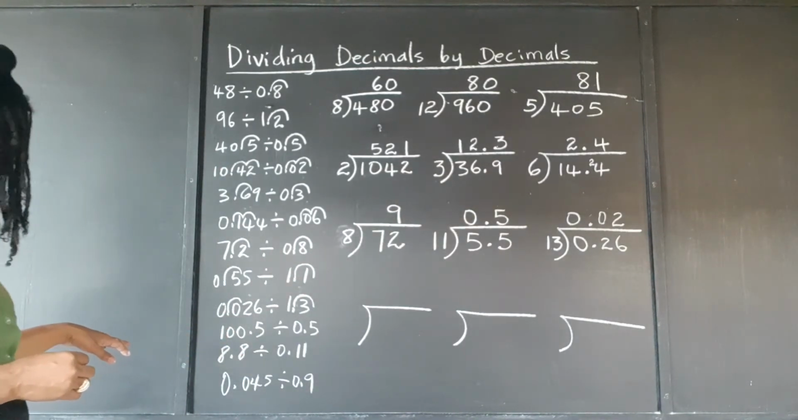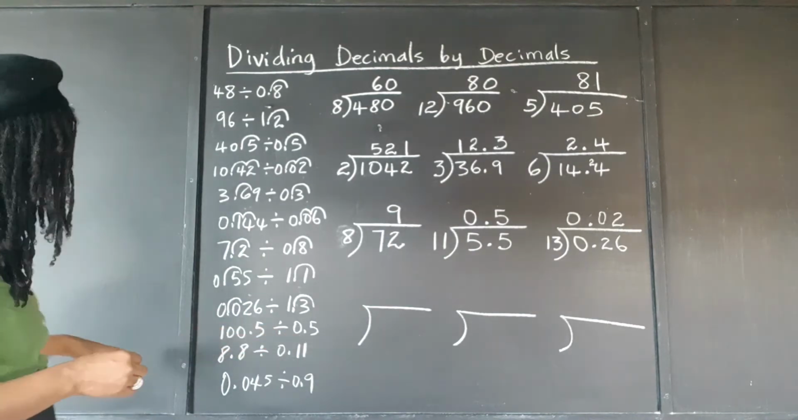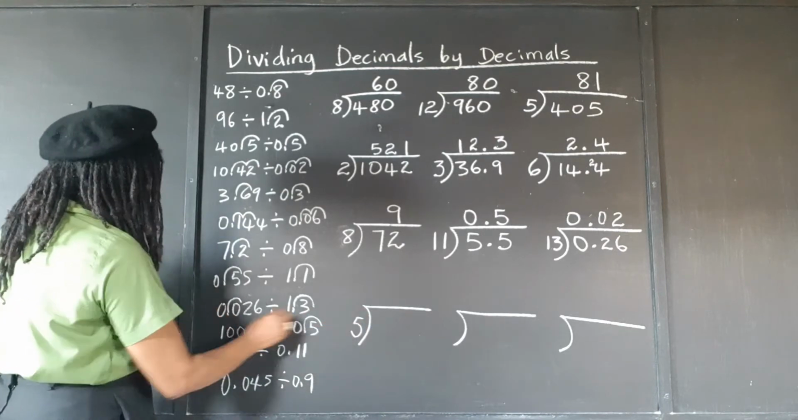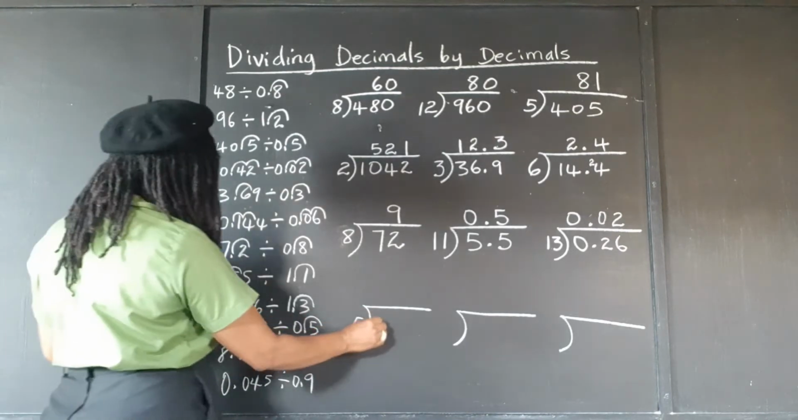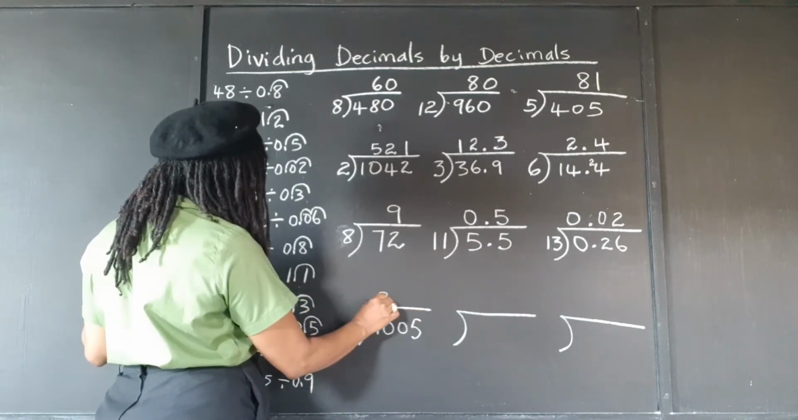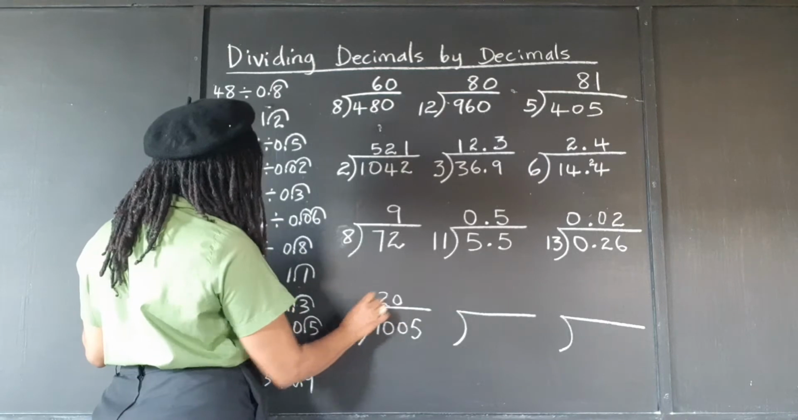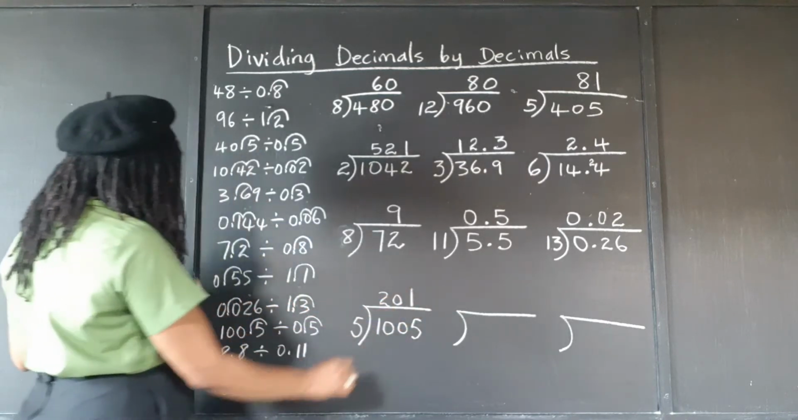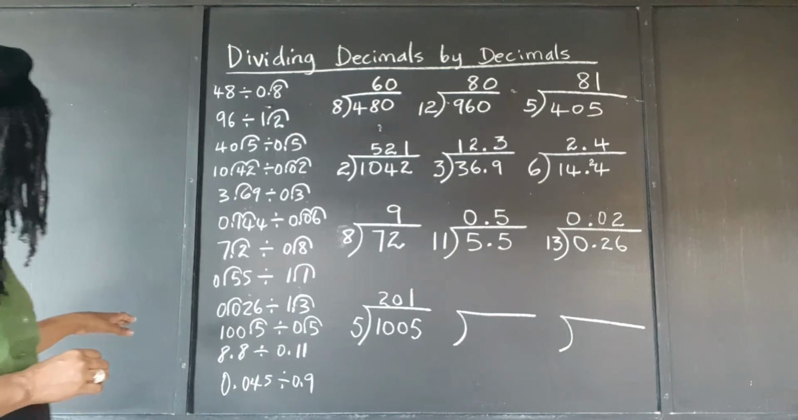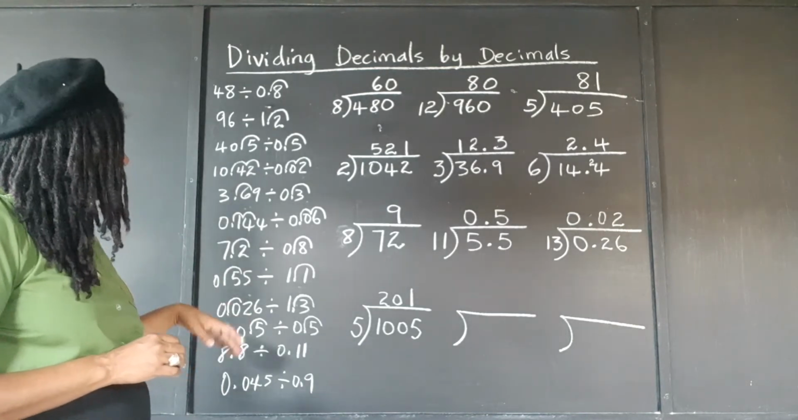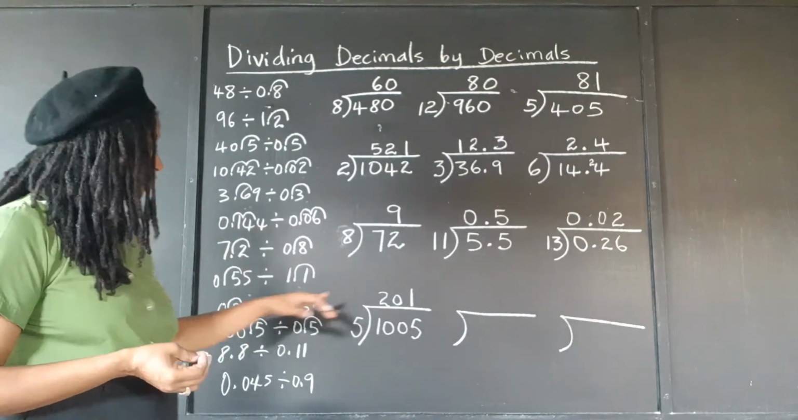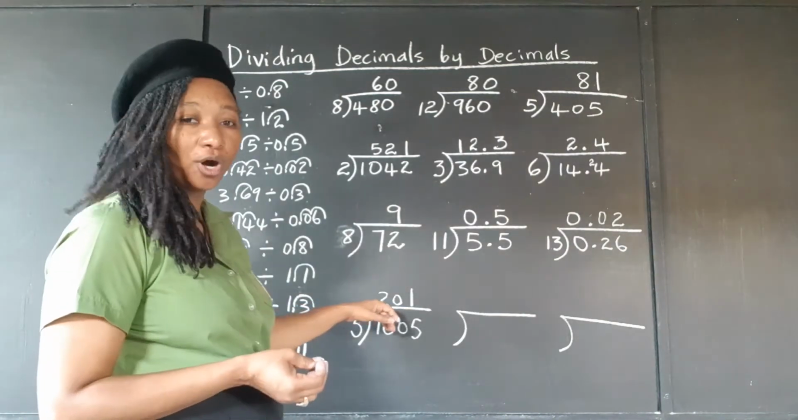Alright, so we have 100.5 divided by 0.5. So we move one place to the right, that becomes 5. One place to the right, that becomes 1005. 5 goes into 10 2 times. 5 into 0, 0. 5 into itself once. So 100.5 divided by 0.5 is the same as saying 1005 divided by 5. And the result, the quotient, is 201.